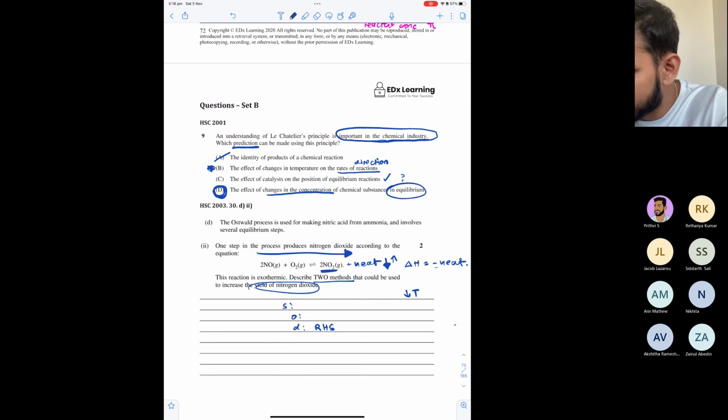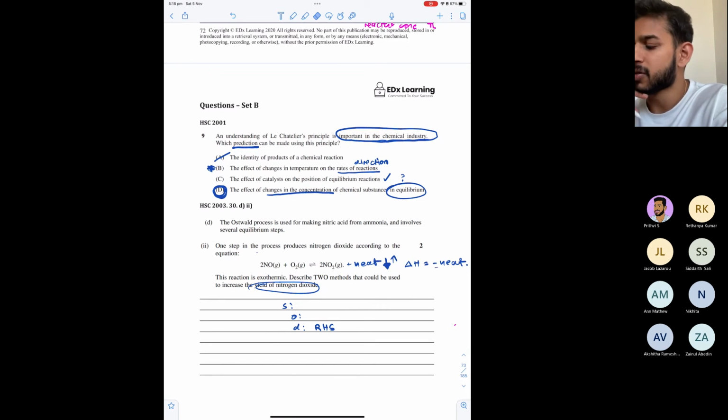The other stimulus is I could take ammonia and I could remove it from the vessel, decreasing its concentration. The system will want to increase its concentration and thus shift to the right-hand side. Does that make sense to everyone? Good. What about pressure? What could I do to pressure to cause the system to shift to the right-hand side?